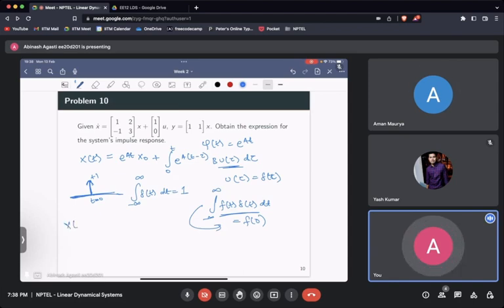So x of t can be written as e to the power At x naught plus e to the power At into e to the power minus A tau B evaluated at tau equal to 0, correct? So we have e to the power At x naught plus e to the power At B.